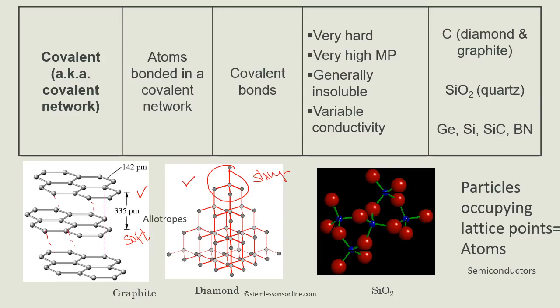So these two forms of carbon, we call them allotropes. Allotropes are different forms of the same element with different properties. This is another example of a covalent network compound, which is silicon dioxide, which is also very hard and insoluble.